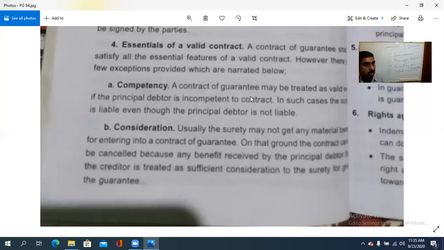So, these are the topics need to be dealt with in the second module. What is a contract of indemnity, indemnifier, indemnified, and the contract of guarantee, the surety, the principal debtor, and the creditor. Clear? So, I'm going to wind up the session.